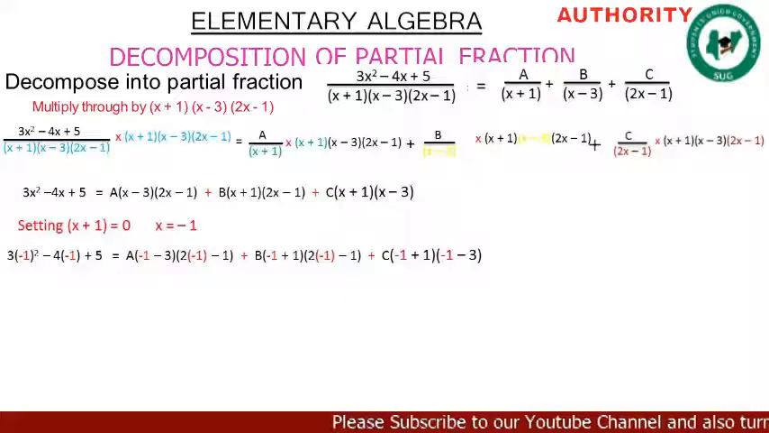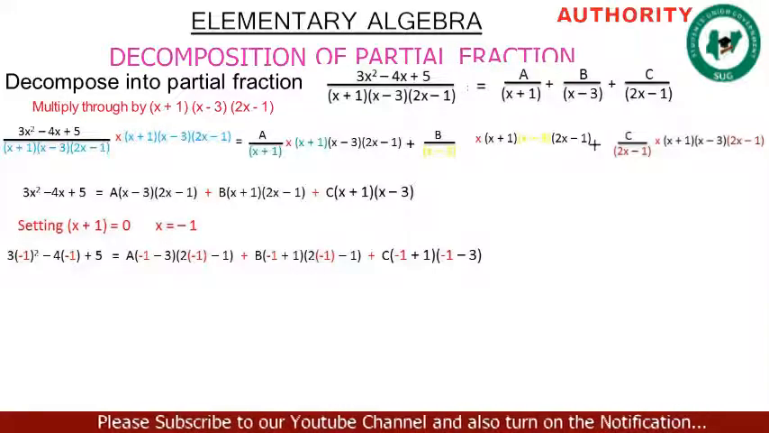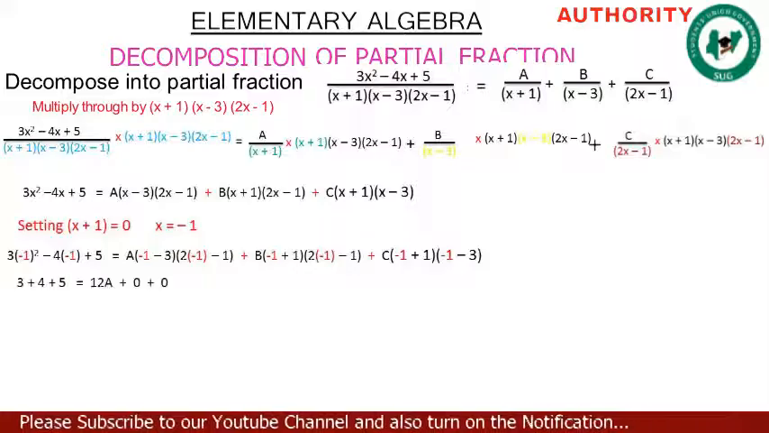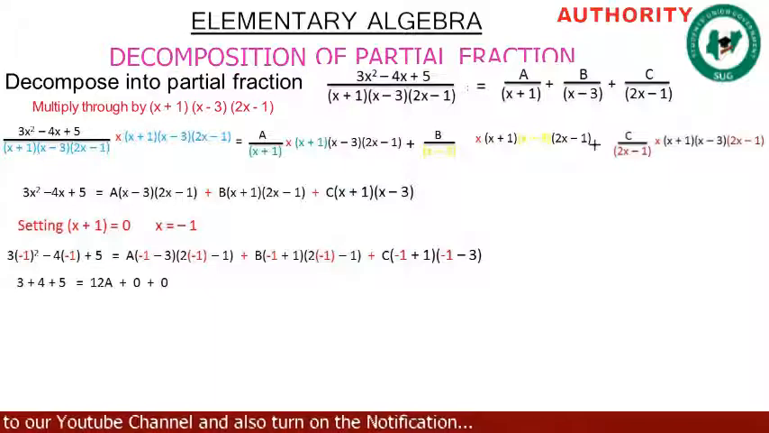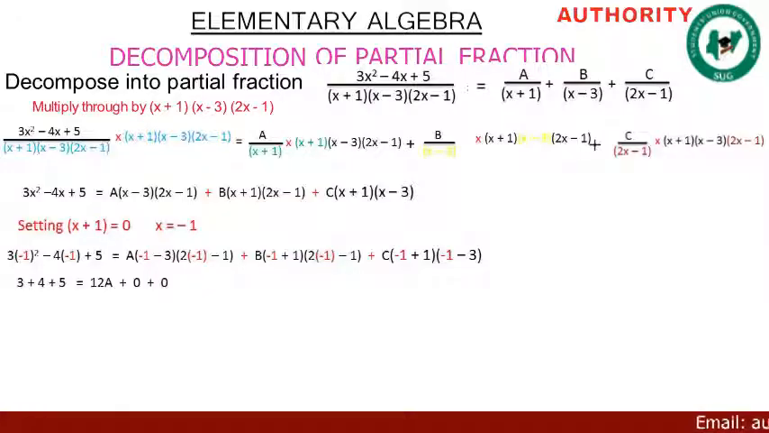Okay, so that means on the left hand side, −1 raised to power 2 is equal to what? 1. 1 times 3 is 3. Then −4 times −1 is equal to what? 4. Then we have plus 5, so we have 3 + 4 + 5. On the A side we're going to have 12A. On the B side we're going to have 0. You get it? When we say −1 + 1 is equal to what? 0. 0 times B, 0 times the other expression, is equal to 0.